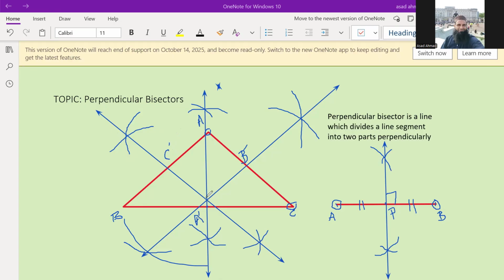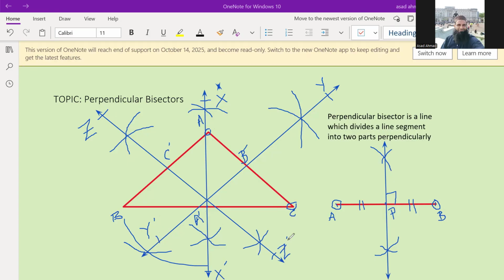Now the important point is that all these perpendicular bisectors, you can label them. For example, from X to X dash is, let's suppose, the perpendicular bisector of side BC, and let's suppose Y to Y dash is the perpendicular bisector of side AC. And finally, for AB, you can label the perpendicular bisector Z to Z dash. So we have to name all three perpendicular bisectors. XX dash, YY dash, and ZZ dash are the perpendicular bisectors of the sides of the triangle.